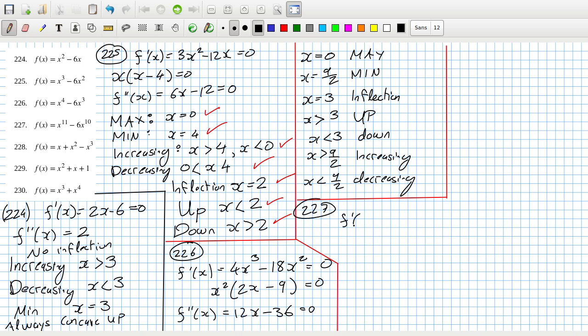So the derivative of f is 11x^10 minus 60x^9. So that will equal x^9 times (11x minus 60) equals 0.